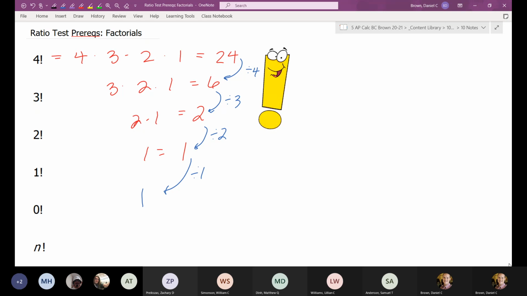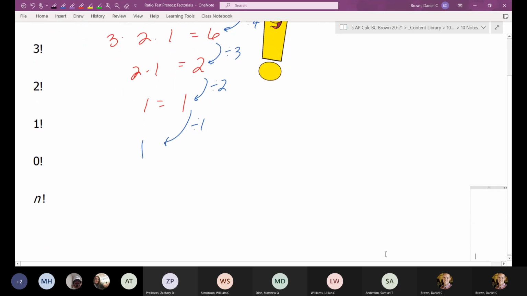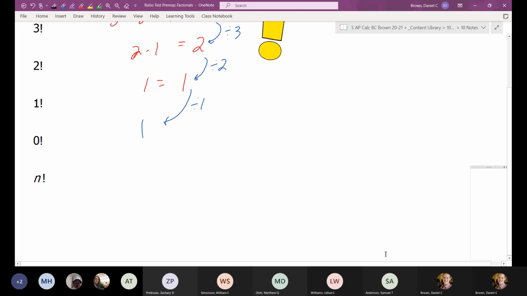If I want to write this as an expression, since we often will be dealing with this in a series, the way I think about n factorial in general is starting at n and you keep subtracting 1 for as long as you need until you get down to 1. I use those ellipses to fill in the blanks.